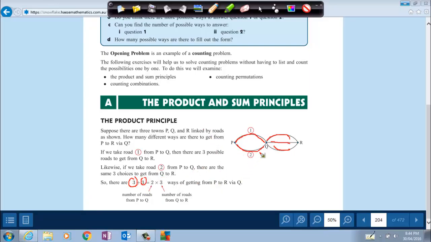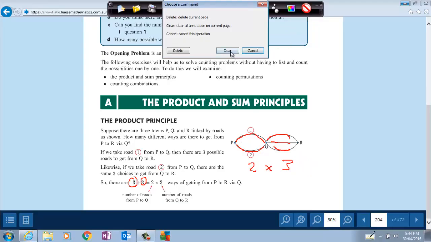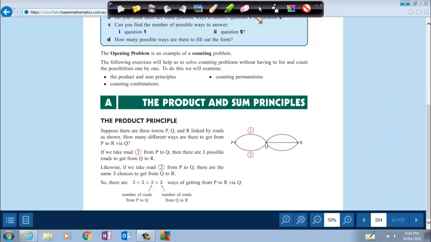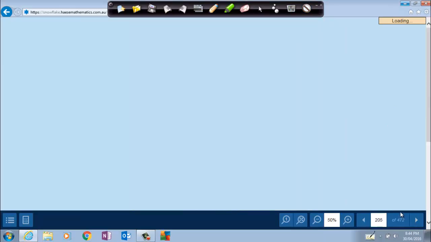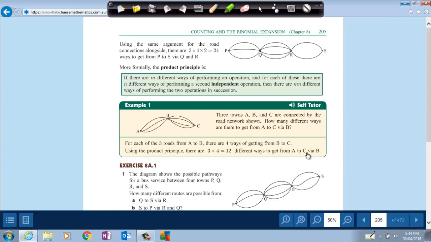But the way we do it mathematically is we say there's 2 ways from P to Q, 3 ways from Q to R, and because they're consecutive, one after the other, we multiply. That's the product principle. So in total there are 6 different ways of getting from P to R. Over the page, we could extend this, like this one here would be 3 times 4 times 2. There are 24 ways of going from P to S.